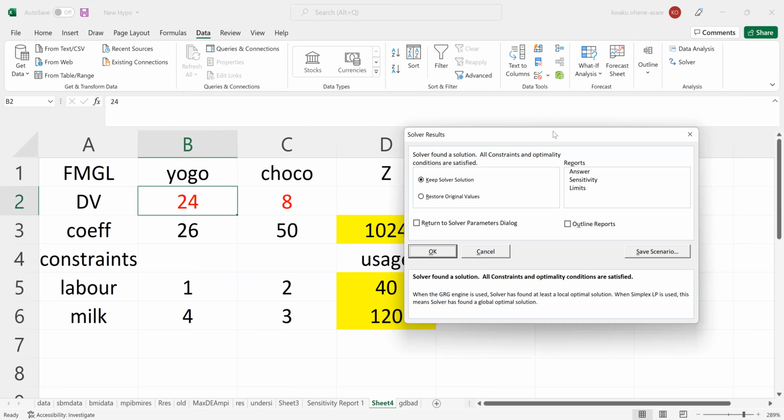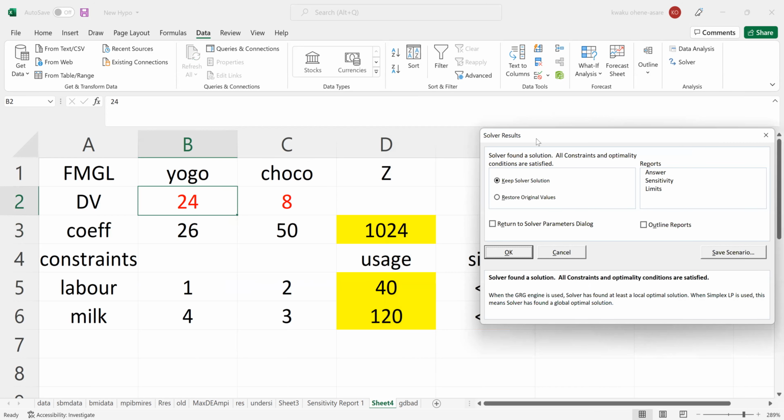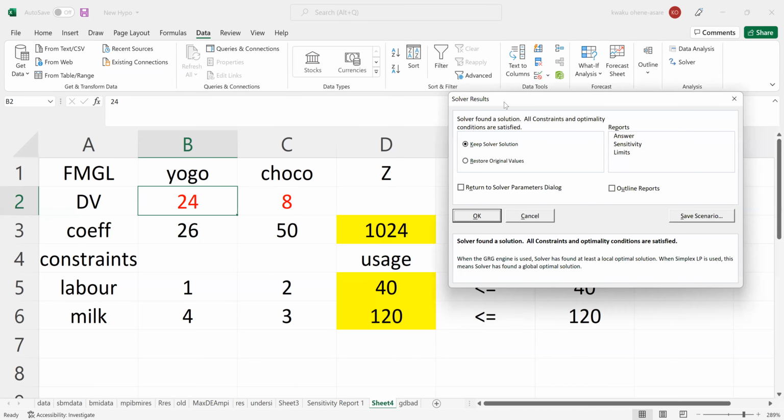The optimal solution has not changed. But of course, look at the Z value. The Z value has changed, but the optimal solution has not changed. The sensitivity range is very powerful.